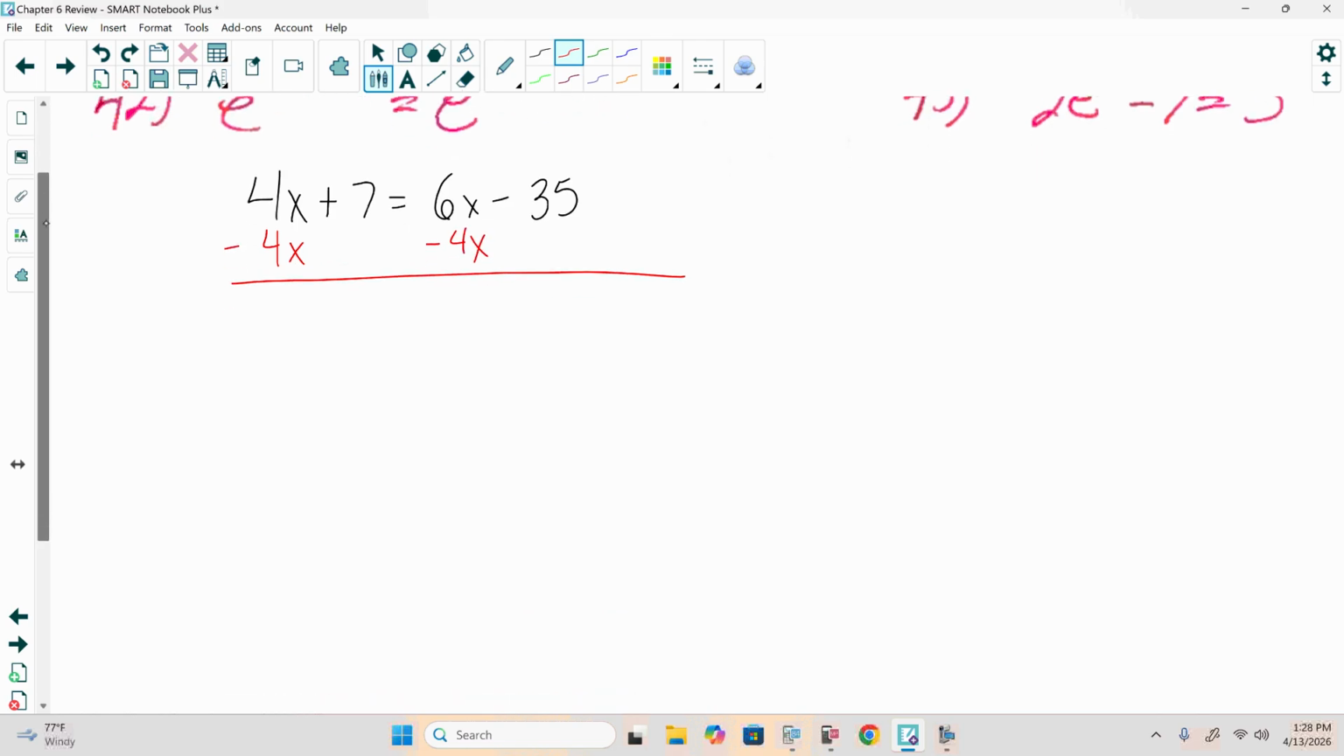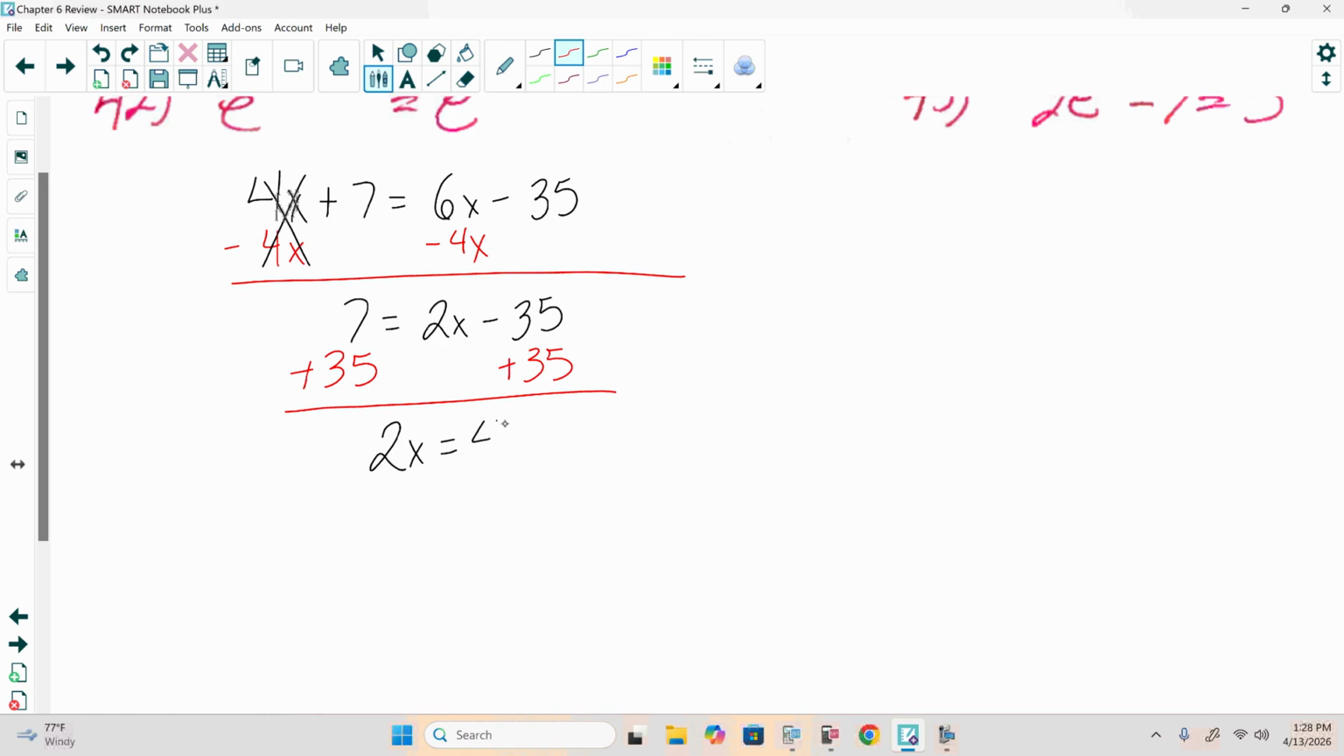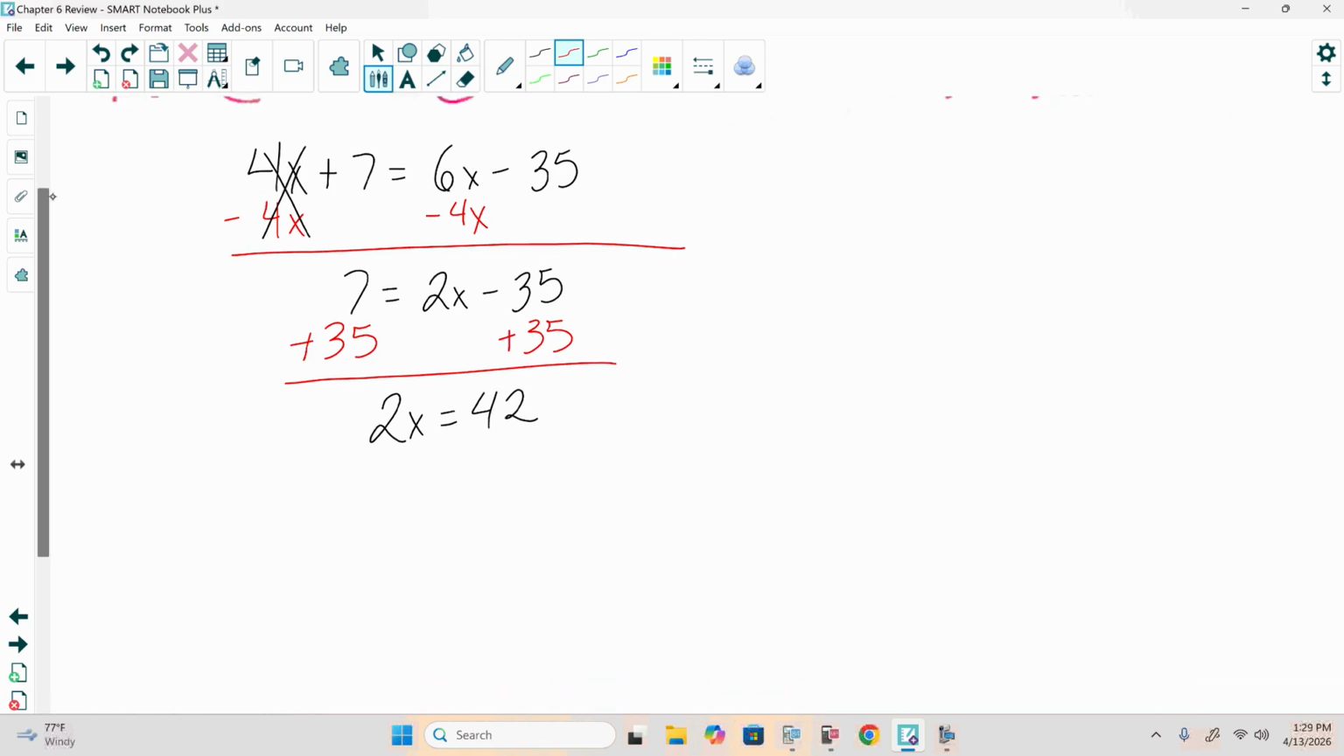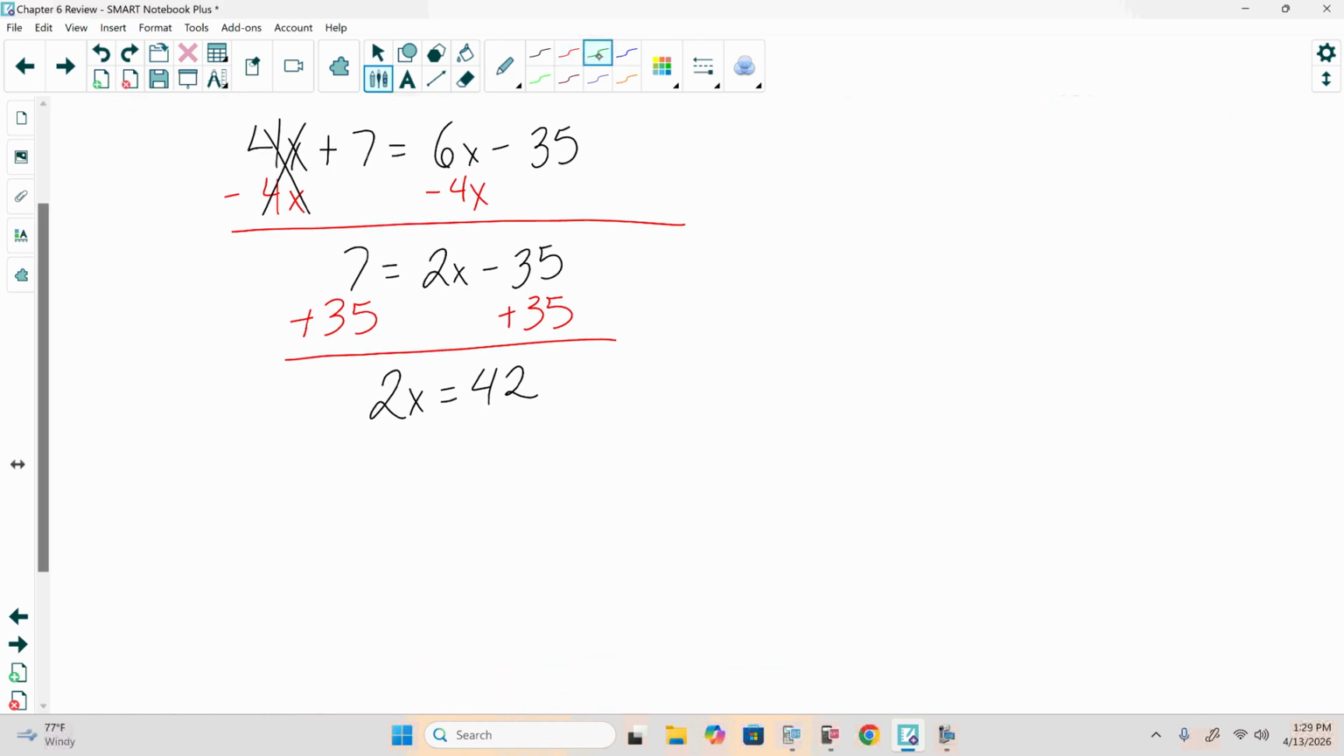Since I don't have an x squared, x cubed, x to the power greater than 1, we're going to get x by itself. And last but not least, we would divide by 2, telling us x is equal to 1.